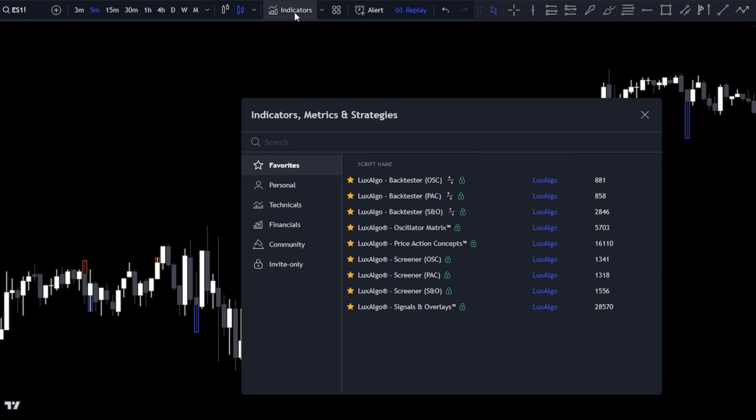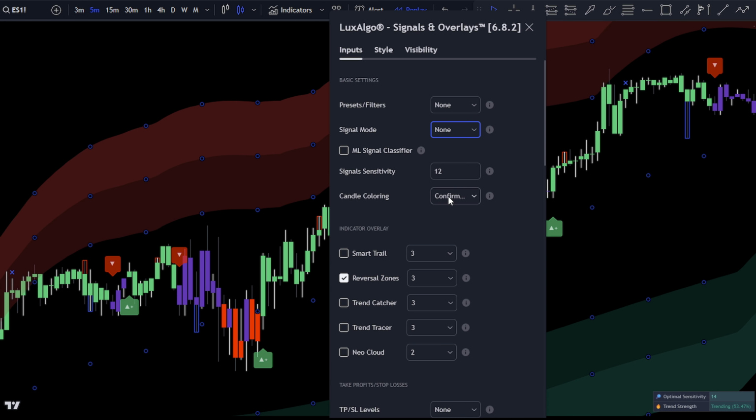Click on Indicators, search for LuxAlgo signals and overlays, and add it to your chart. Now open the settings and uncheck everything except for reversal zones.